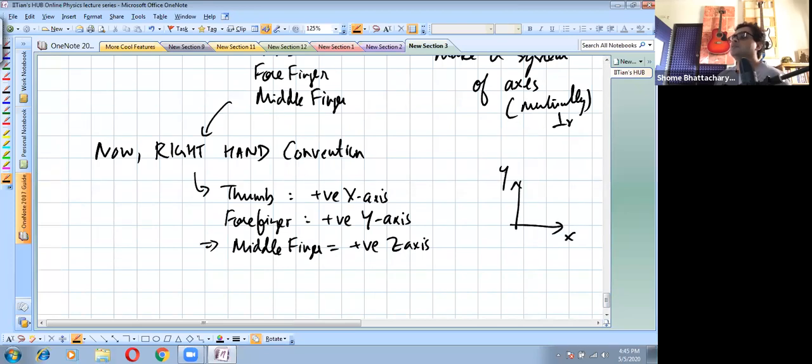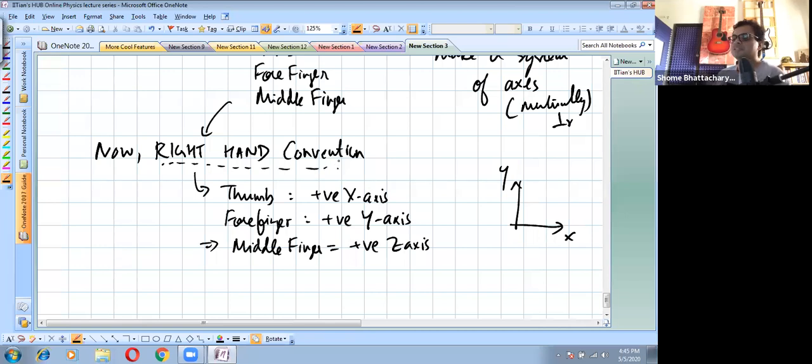On this piece of paper, now you point your thumb along the x-axis, point your forefinger along your y-axis. So immediately you will see your middle finger is pointing towards you. It's coming outwards towards you. So that means the z-axis is coming here towards you. So that is the logic of that convention, or you can say that is the system of that convention.